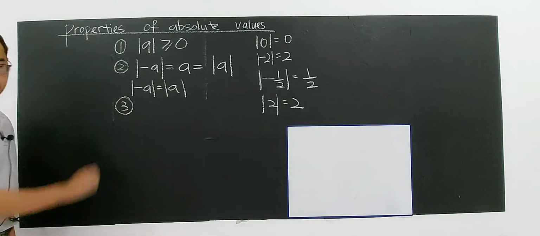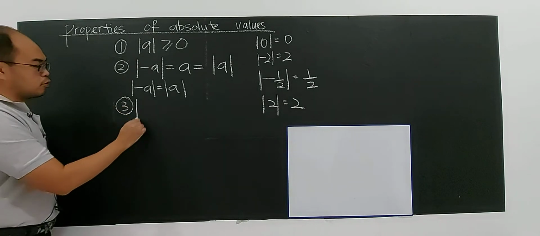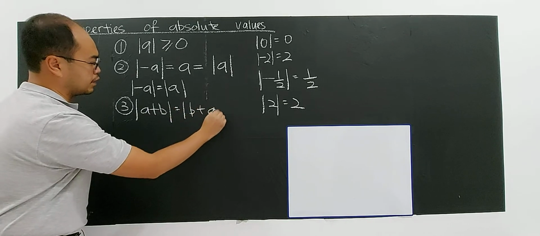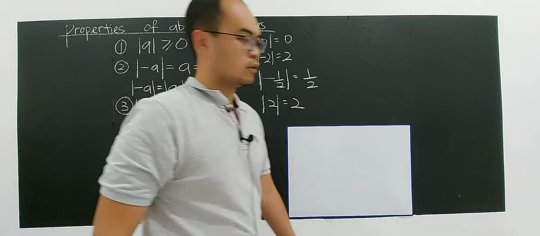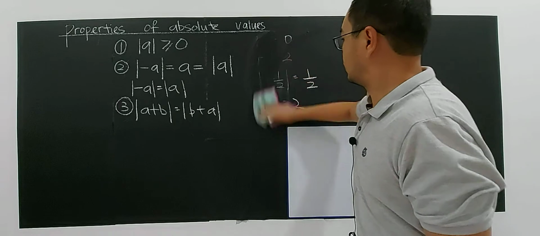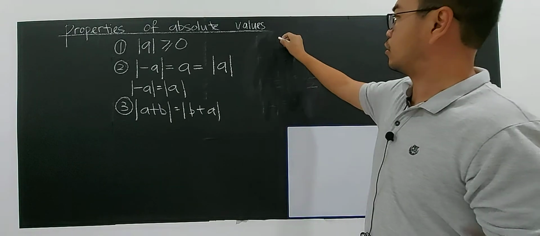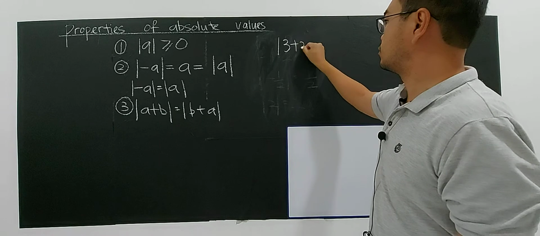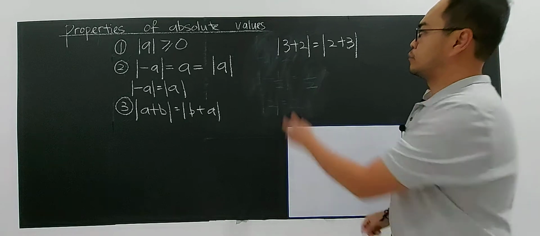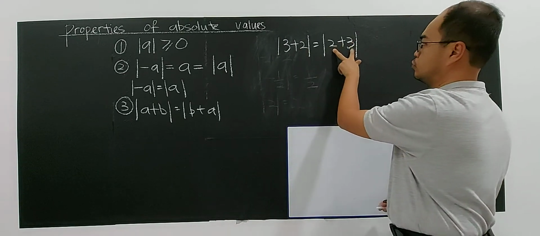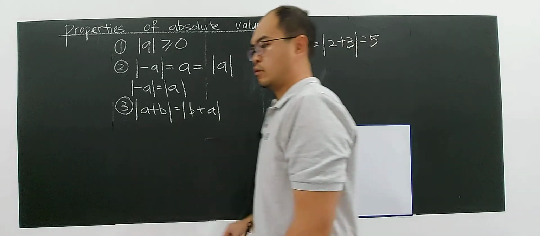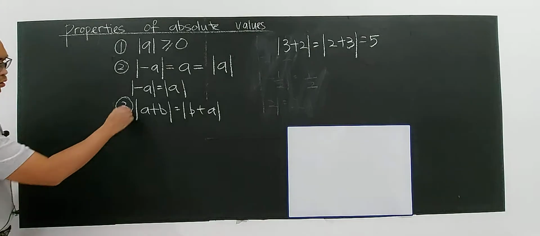The third property is that the modulus of a plus b is the same as the modulus of b plus a. This must be true. Let's say you have the modulus of 3 plus 2. Is it the same as the modulus of 2 plus 3? Definitely the same, because 3 plus 2 gives you 5, and 2 plus 3 also gives you 5. So you are getting the same number, which is 5. This is common sense.